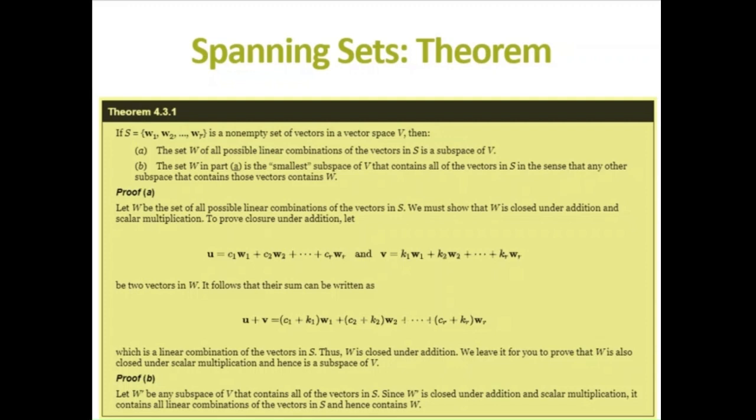So here you've got the set S. Then the set W is going to be the set of all possible linear combinations of S. And then you have your subspace of the vector space V. And for part (b), the set W from part (a) is the smallest subspace of V that contains all of the vectors in S, in the sense that any other subspace that contains those vectors contains W.